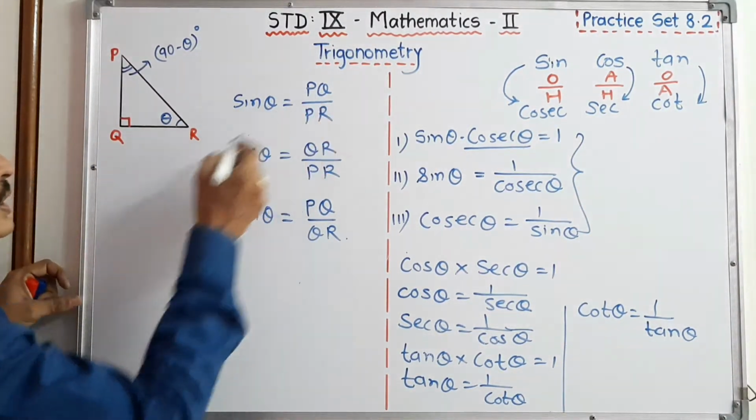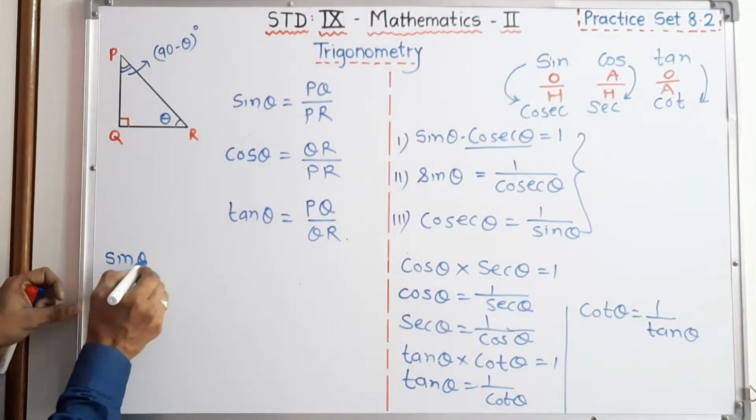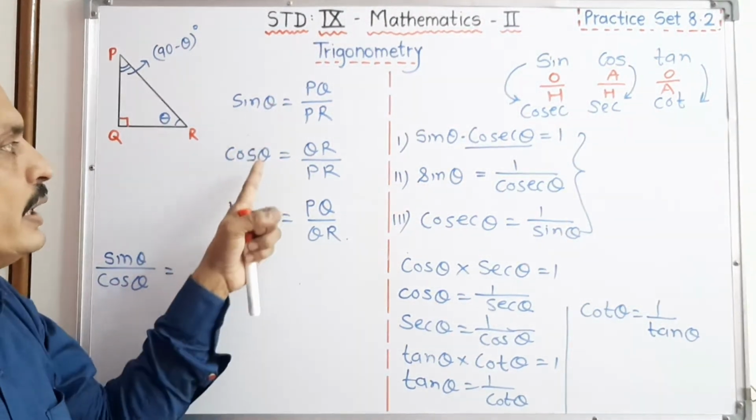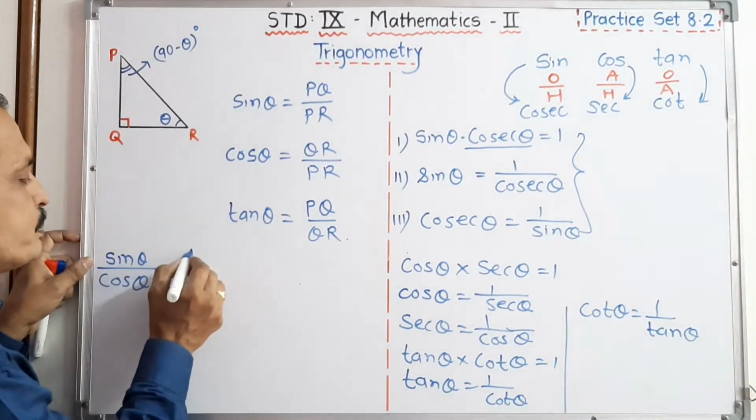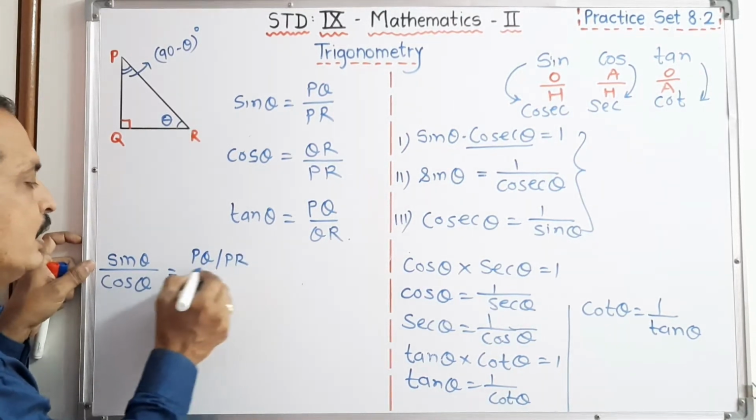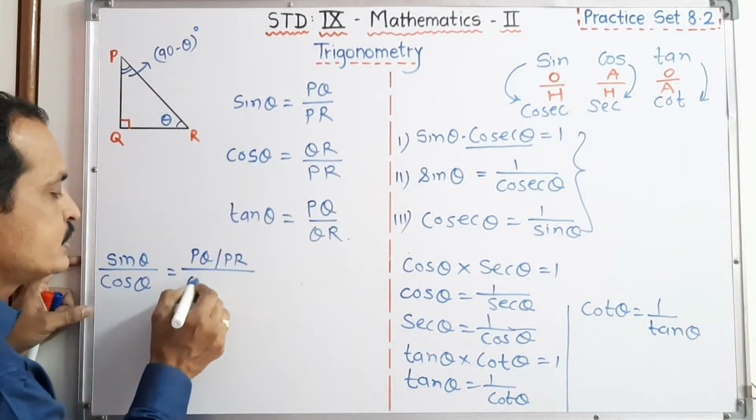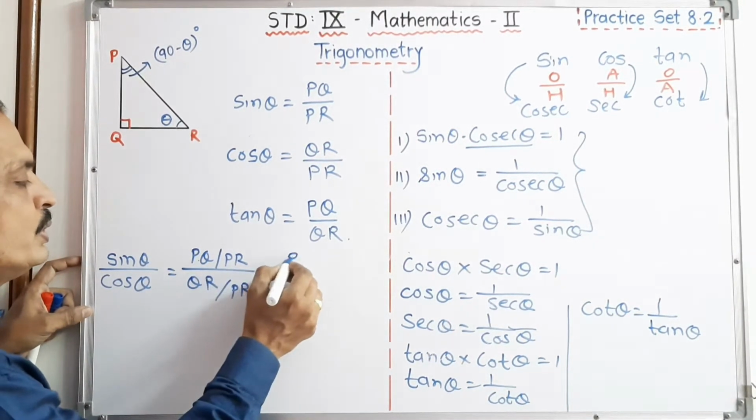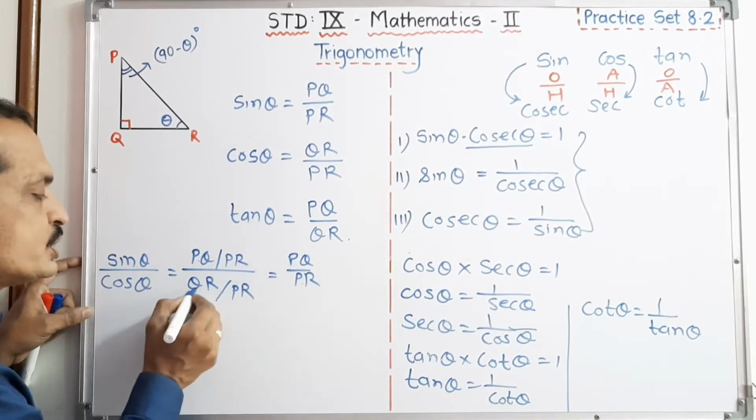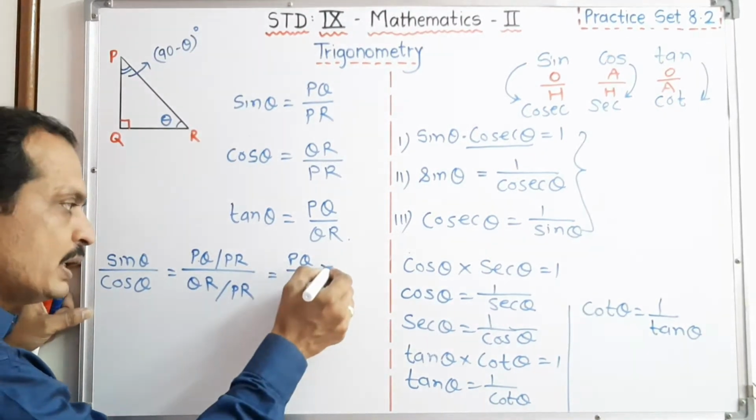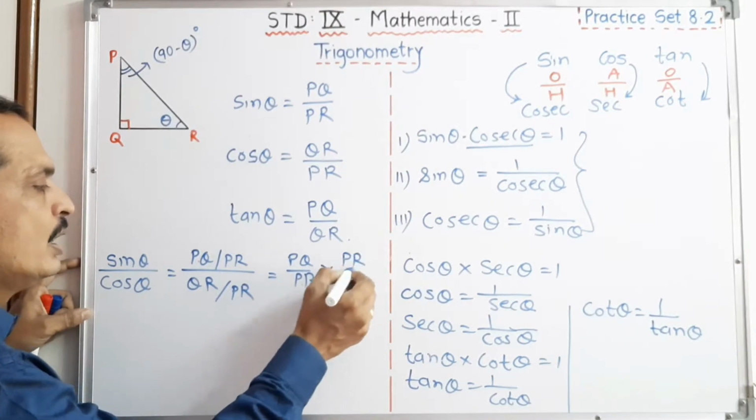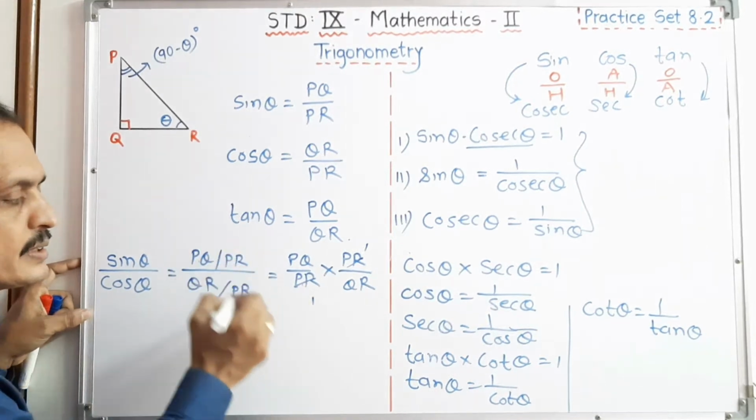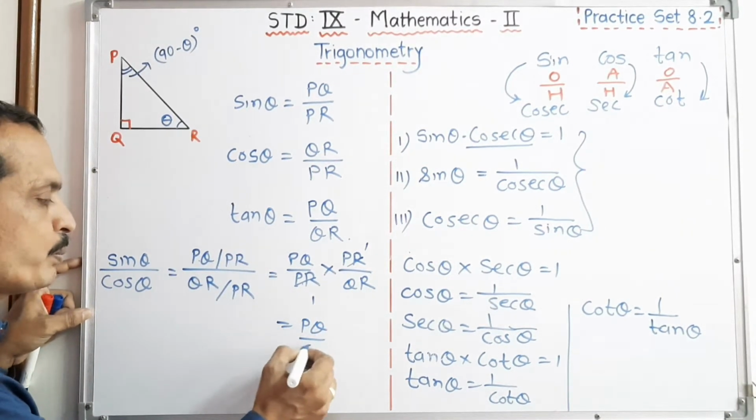Now see dear student, I want here sin theta upon cos theta. I have to do the division of sin theta and cos theta. Sin theta is PQ upon PR divided by cos theta is QR upon PR. Now see dear student, this PQ upon PR, this QR upon PR will multiply and become PR upon QR. Now this PR and this PR get cancelled. We got here PQ upon QR.